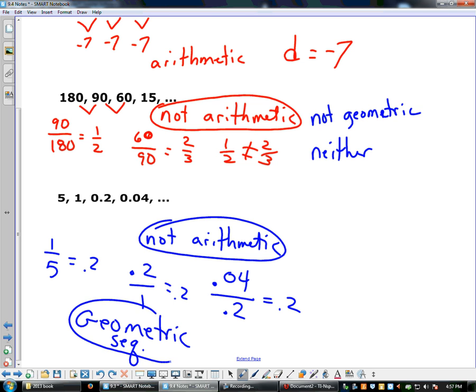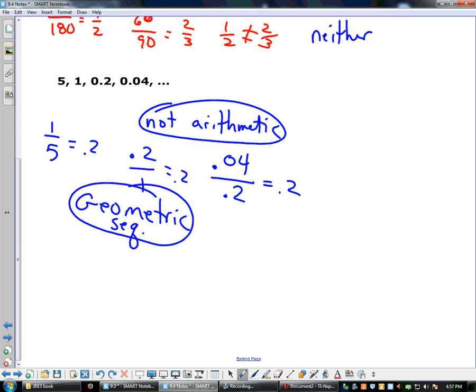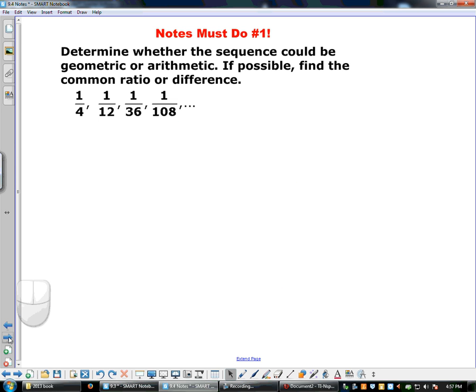And we would say that the common ratio, we're not going to use D because that's for the common difference. We're going to use an R for common ratio. The common ratio is 0.2 for this example. All right, this leads you to your first must-do.